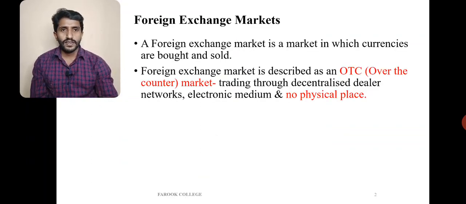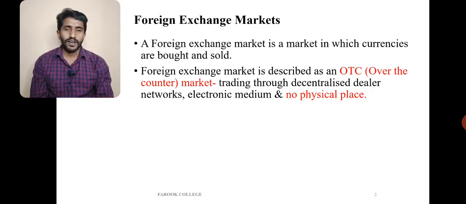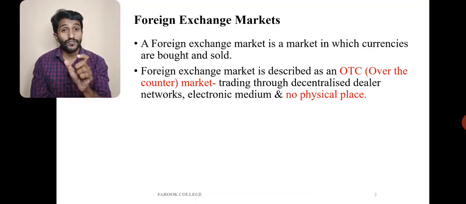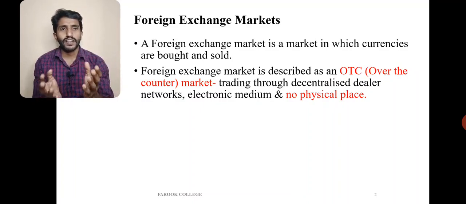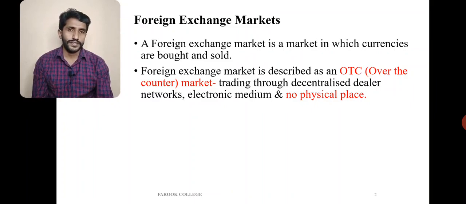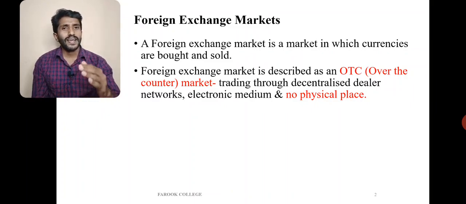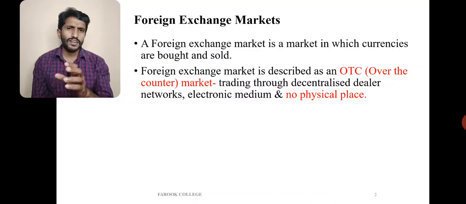So firstly, what is the foreign exchange market? It is also known as the Forex market. In some of the articles you can see the term Forex market. Simply we can say that the foreign exchange market is a market in which currencies are bought and sold. So it is exactly a market for currencies. What is the need for a market for currencies?